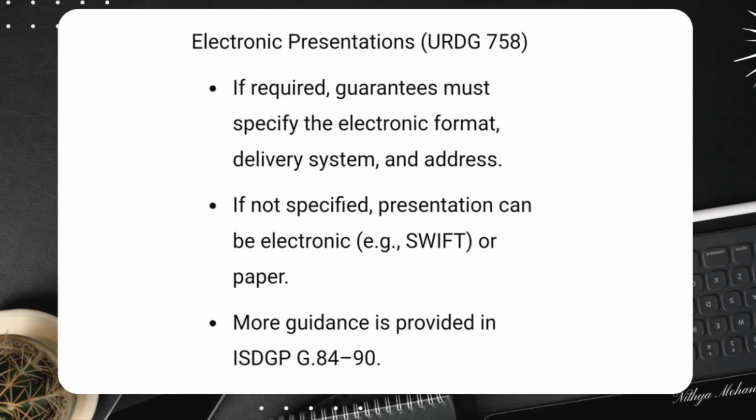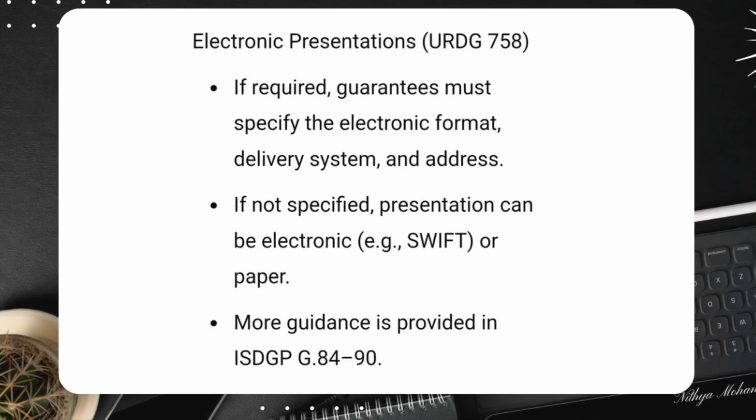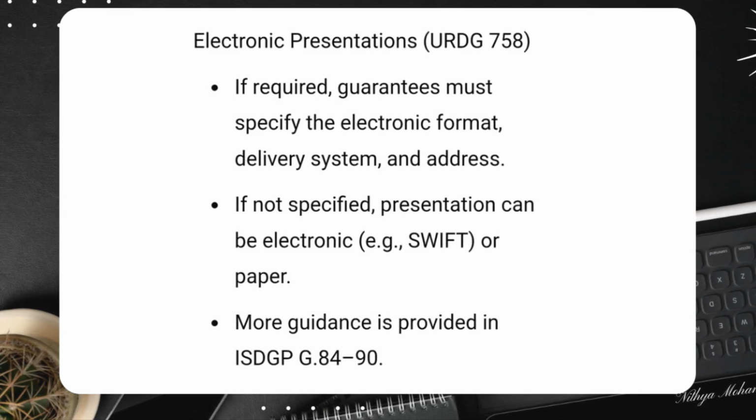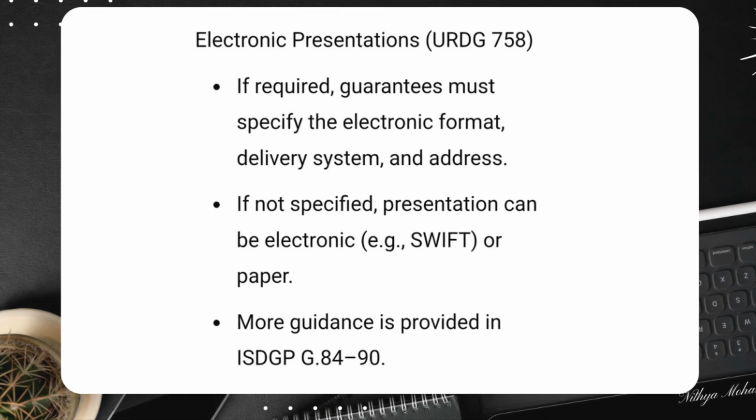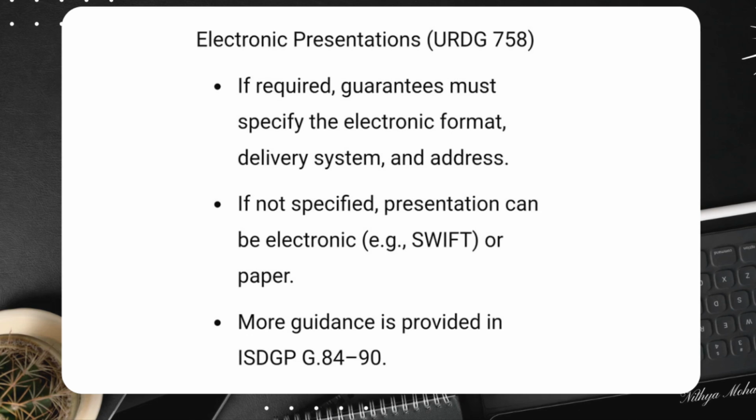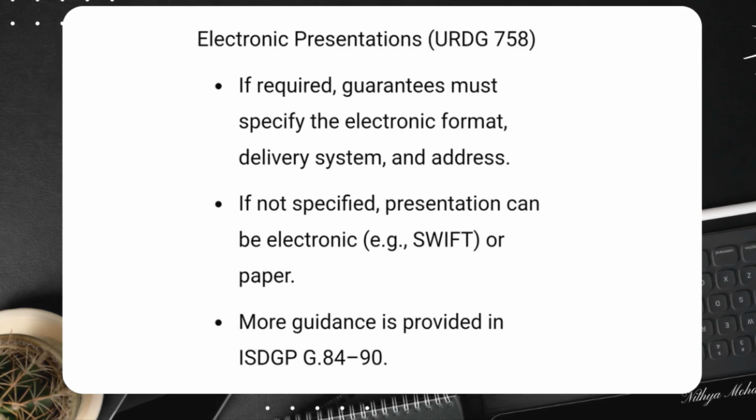Now, what happens if a presentation is non-compliant? URDG 758 Article 24 provides clear guidelines on how a guarantor should handle this. Key steps in the rejection process are: the guarantor must notify the presenter of rejection, specifying that the demand is rejected and each discrepancy that led to the rejection.